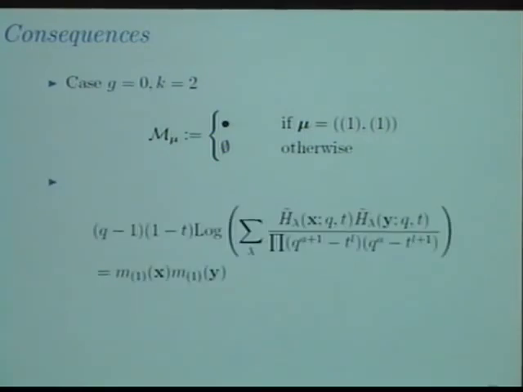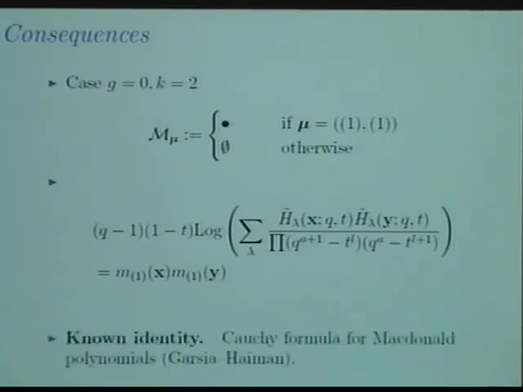So what you get is this identity. And this is actually known. This is called the Cauchy formula for Macdonald polynomials and was proved by Garsia and Haiman. So from our point of view, the Cauchy formula for Macdonald polynomials amounts to the statement about the variety up here, that it is a point in that case and is empty otherwise.